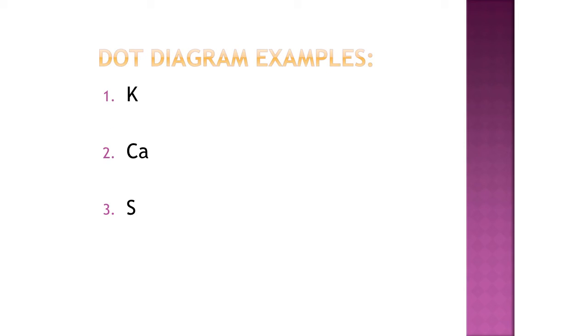All right, so what we have to do here is first look up the element and see how many valence electrons it has. So we go to our periodic table, we find potassium. Potassium's electron configuration is 2, 8, 8, 1. So it has 1 valence electron. So all we do is we write a K with 1 dot for the 1 valence electron. And it does not matter which one of those 4 sides you put the dot on.